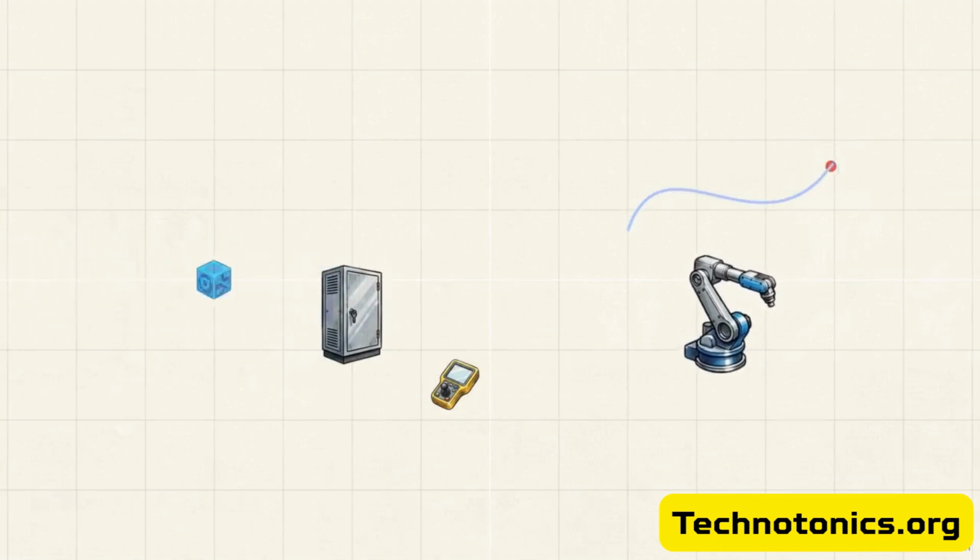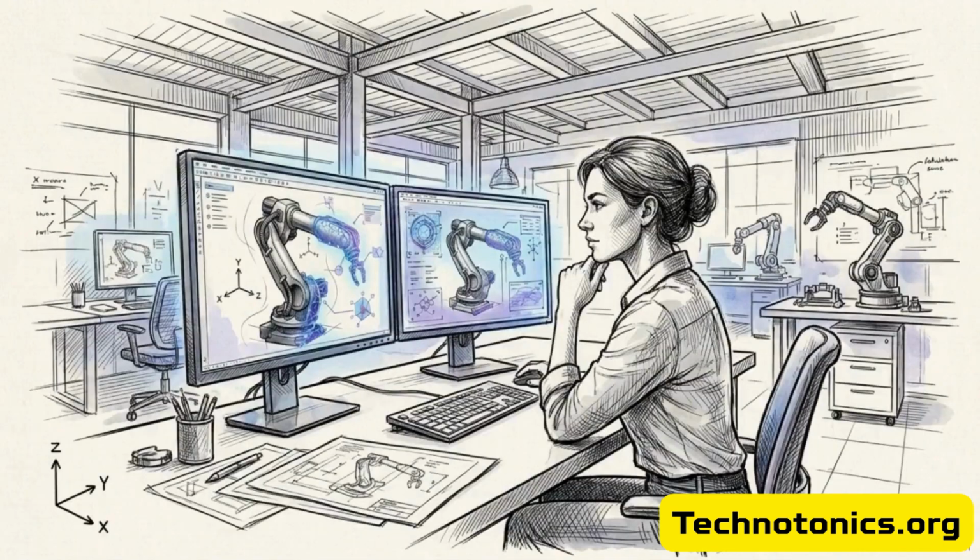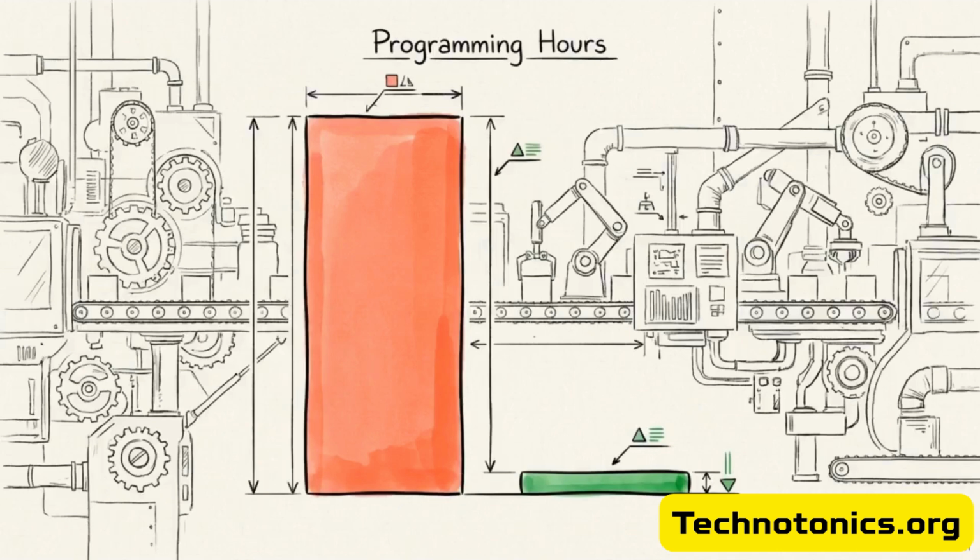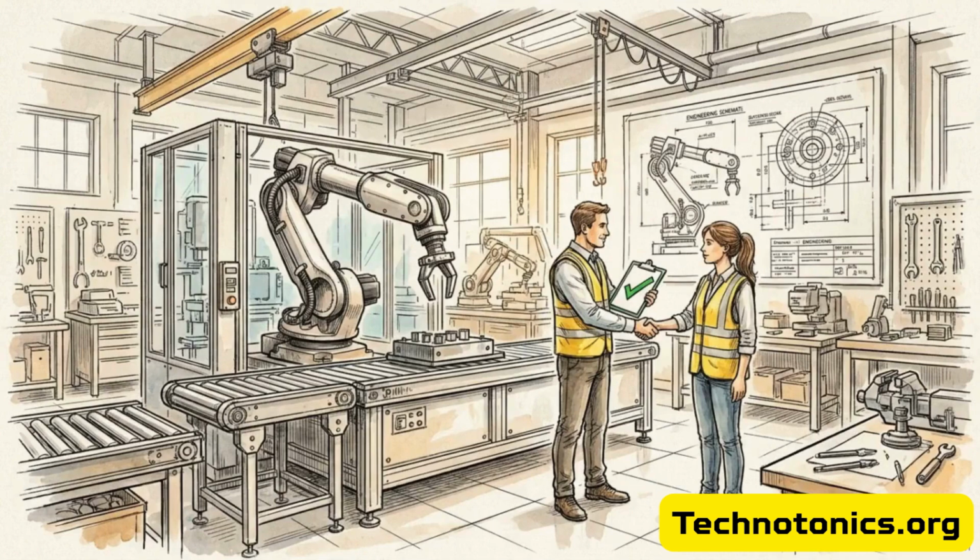There is no need for tedious manual point teaching on the floor. This yields a measurable operational return. Facilities that shift path iteration into this offline environment routinely see a 30 to 50% reduction in total programming time. This operational speed directly lowers commissioning hours and improves project delivery predictability across the entire facility.